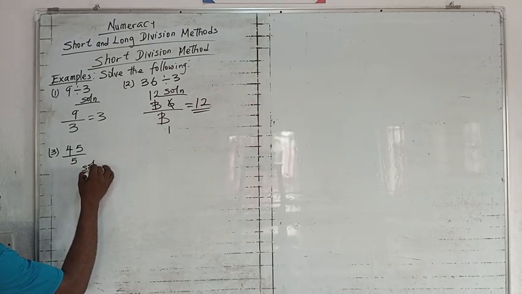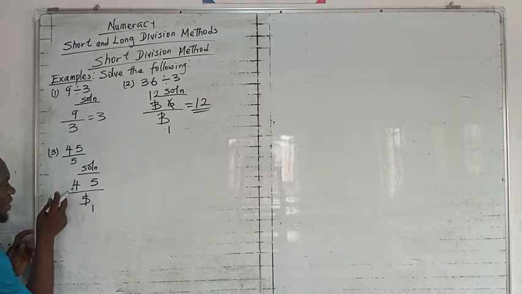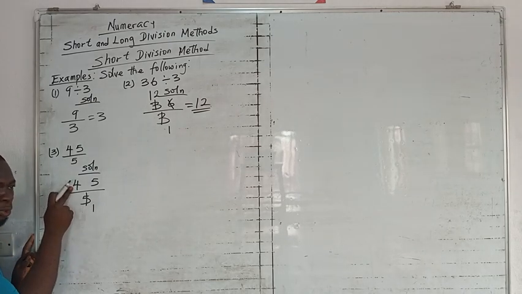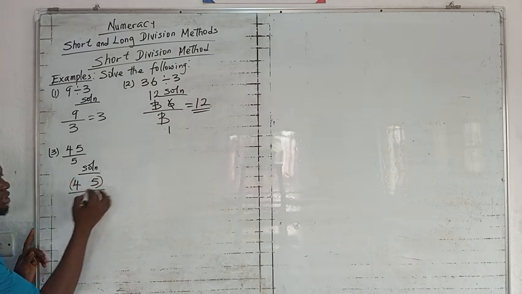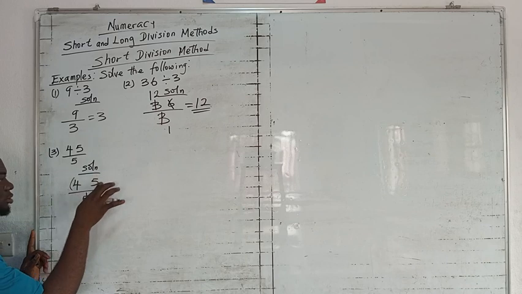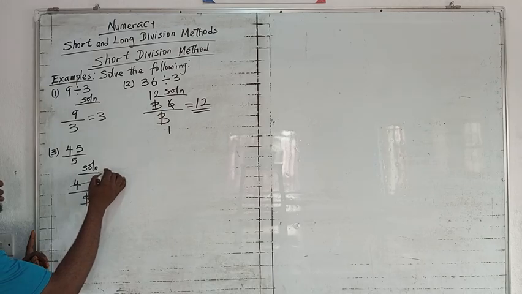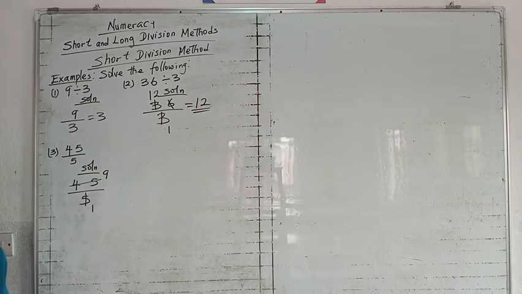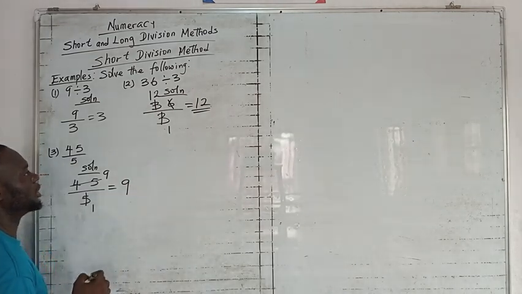Solution. 45 divided by 5. 5 divide 5, 1. Can 5 divide 4 alone? No, it can't. Now, since 5 cannot divide 4, we have to merge the 2 numbers together and divide. So we go. 5 divide 45. 9. Because 5 times 9 is 45. Meaning that our answer here is 9.